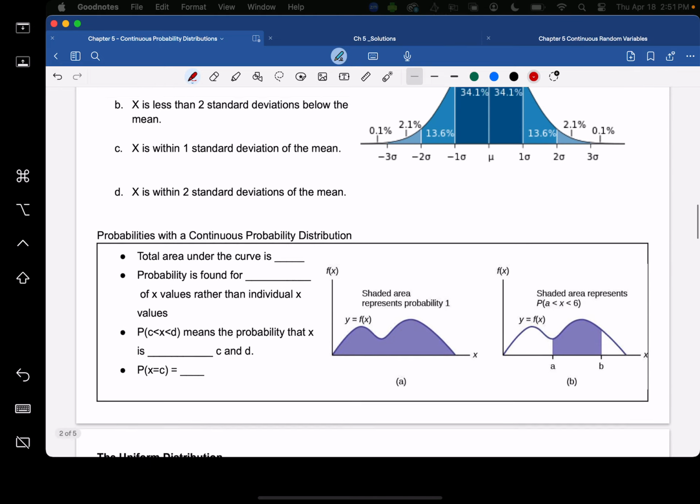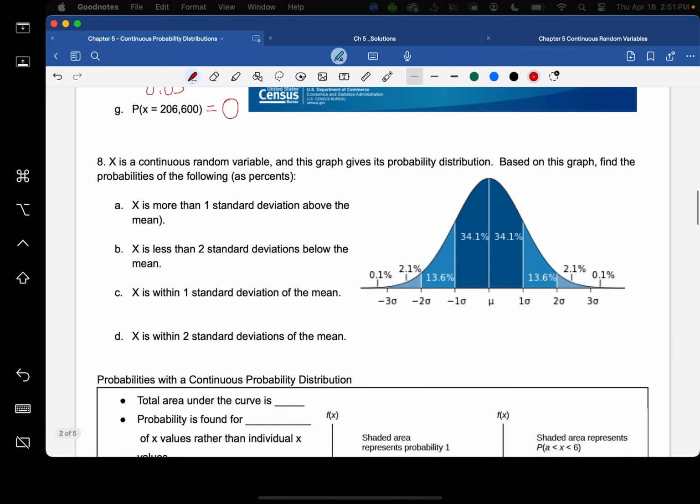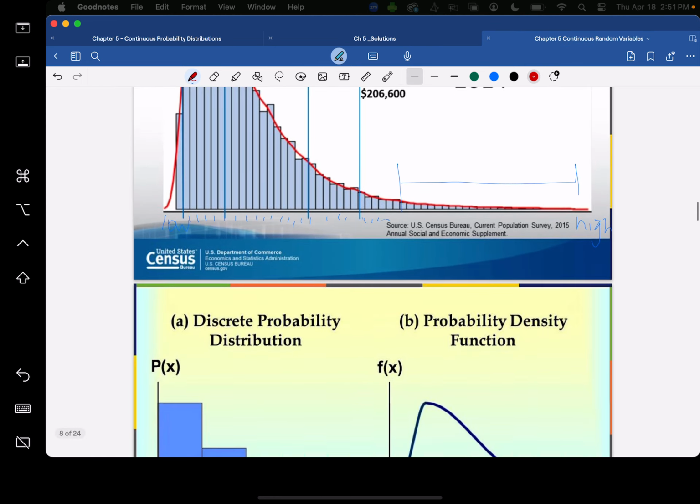Sorry about that. Okay, so x is a continuous random variable, and this graph gives its probability distribution. This is actually the normal distribution, and I had more slides in the presentation, so I think I'm going to flip over to that next, and then I'll come back here after looking at those.